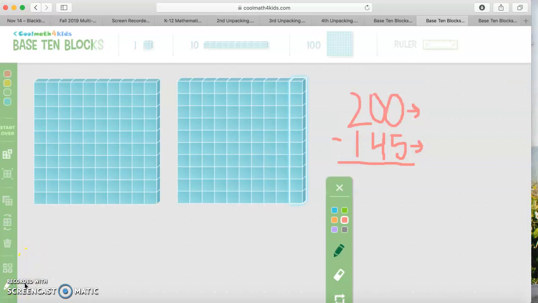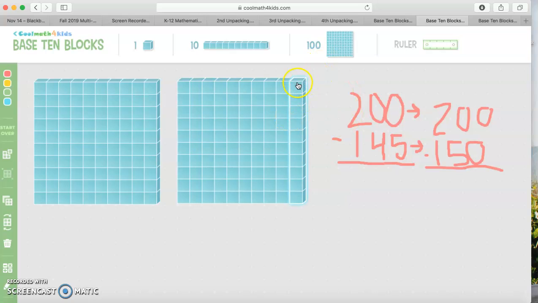Third grade students often use a strategy where you make numbers friendly, also known as compensation. For the problem 200 minus 145, students may look at it and see that they can change the 145 to 150. They do this by adding 5 to the 145. This then makes the problem a little bit easier to solve.